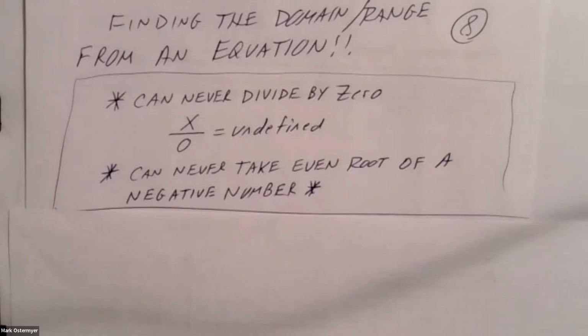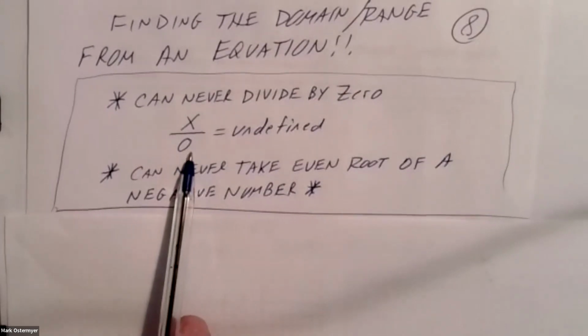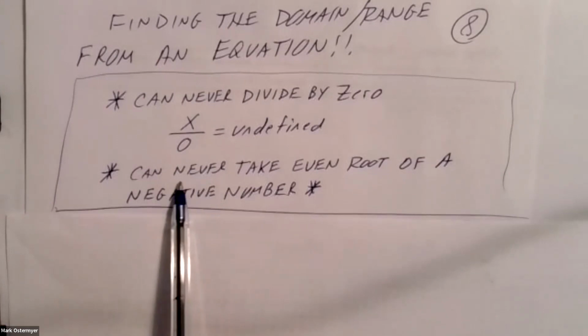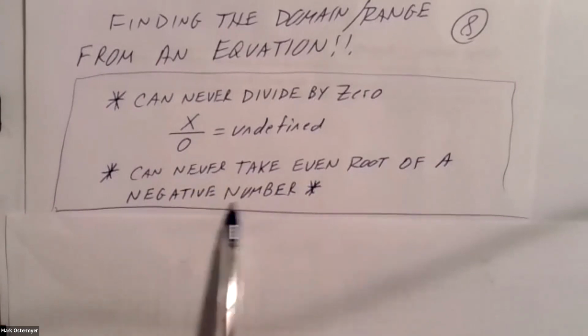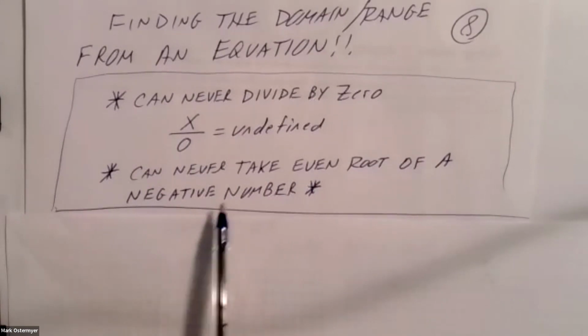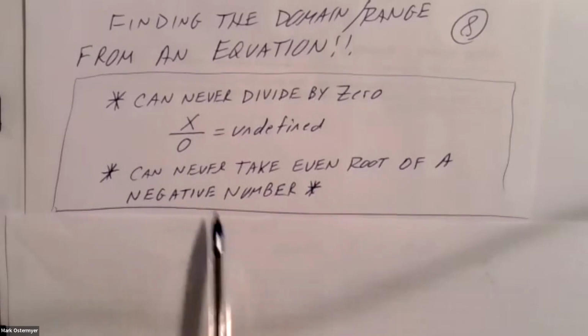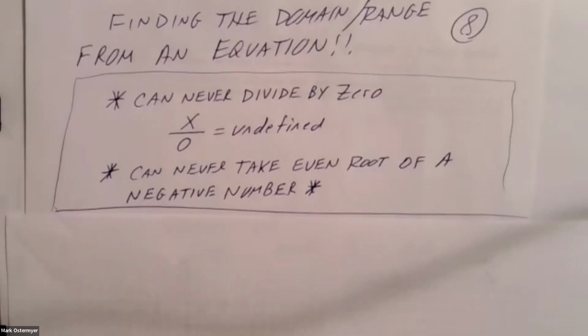Well, there's two main situations that come to mind. If you ever divide by 0, you have an undefined quantity. So if a function has you dividing by 0, the function would be undefined. If we ever take an even root of a negative number, it's no longer a real number. It's undefined as far as the set of real numbers is concerned. So like a square root of a negative number, or a fourth root, or a sixth root, or an eighth root of a negative number, the function's undefined.